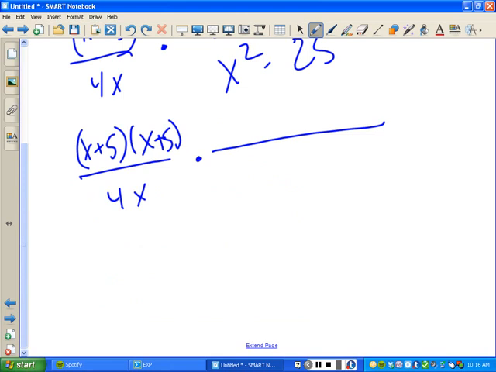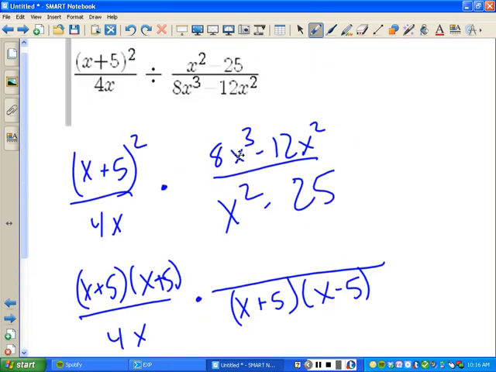Now, x squared minus 25 factors to x plus 5, x minus 5. Right? Now, 8x cubed minus 12x squared. We're taking out 4x squared, and it's going to be 2x minus 3, yes? Now we want to start canceling. X plus 5 cancel.